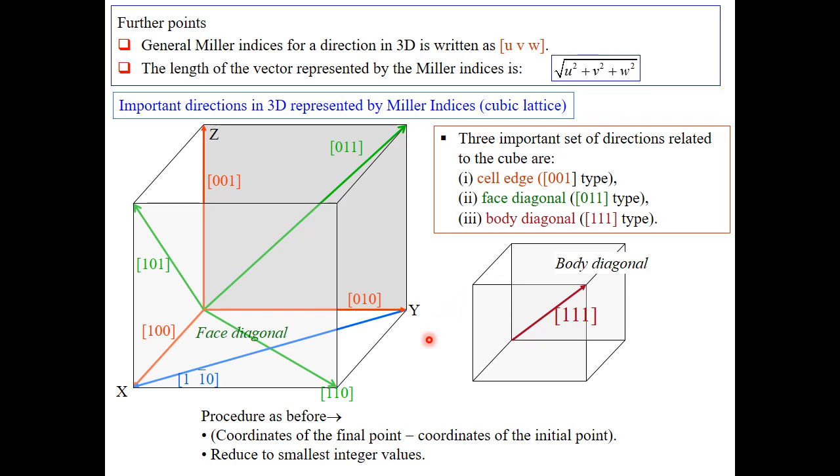Now in the figure you can see the important directions in 3D represented by Miller indices. The procedure is almost the same as we saw in the previous slide, only one difference. In 2D we subtracted the coordinates of the tail point from those of the head point and expressed the same in terms of the unit cell dimension. That is, in the previous example it was x2 minus x1 comma y2 minus y1, the 2 points we obtained like that, right? But here we will be having one more term, z2 minus z1.